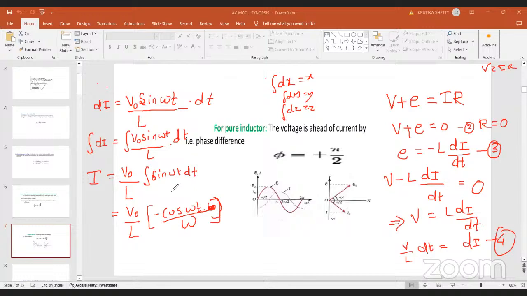So the integration of sin omega t is minus cos omega t divided by omega. Now this omega I'll just take out. This is V naught by omega L inside the bracket, so this is minus cos omega t. Can we write minus cos omega t as sin omega t minus pi by 2, or sin omega t minus 90?